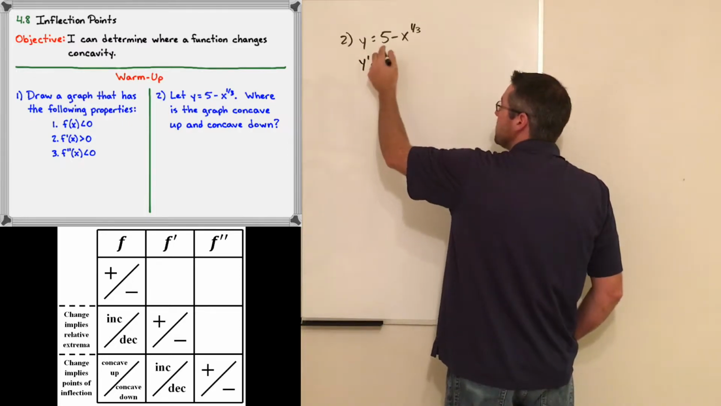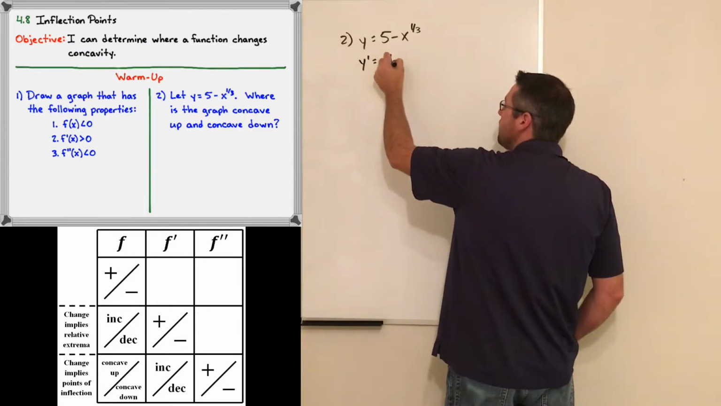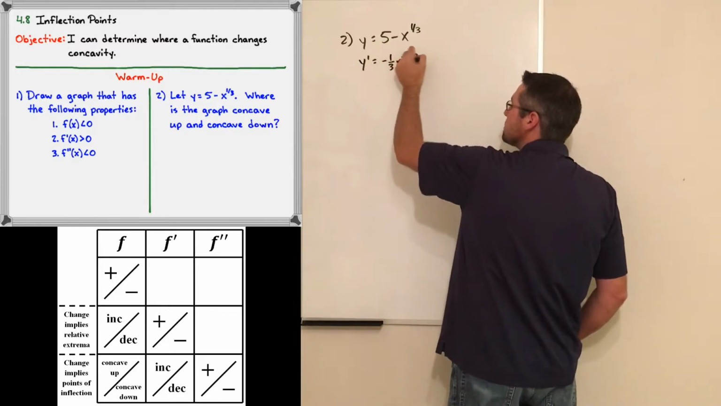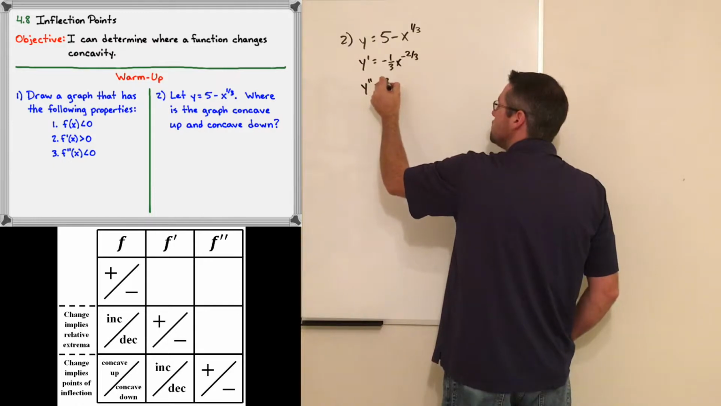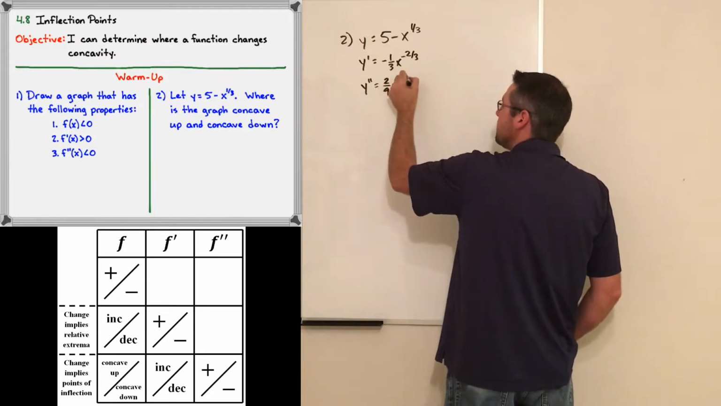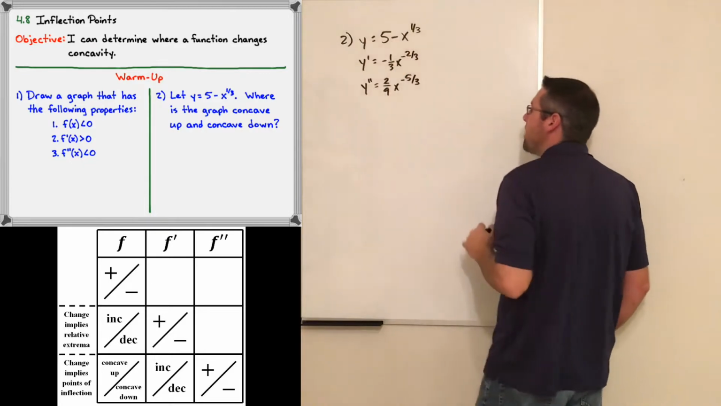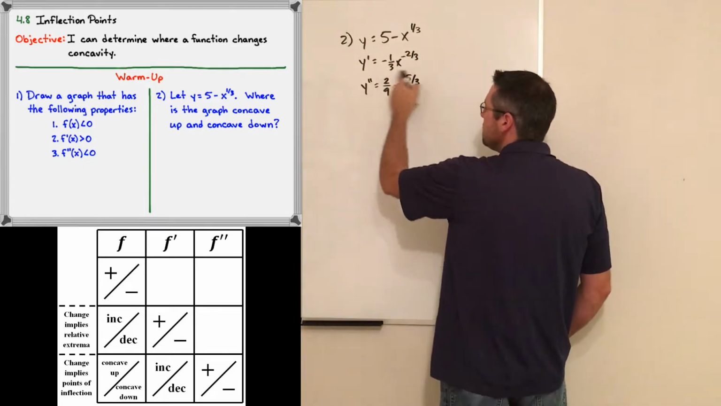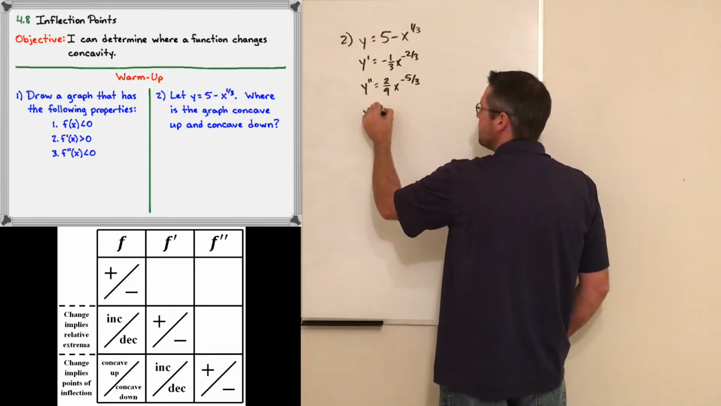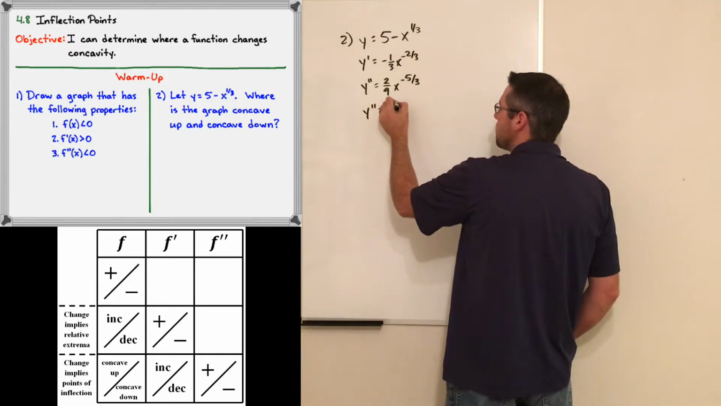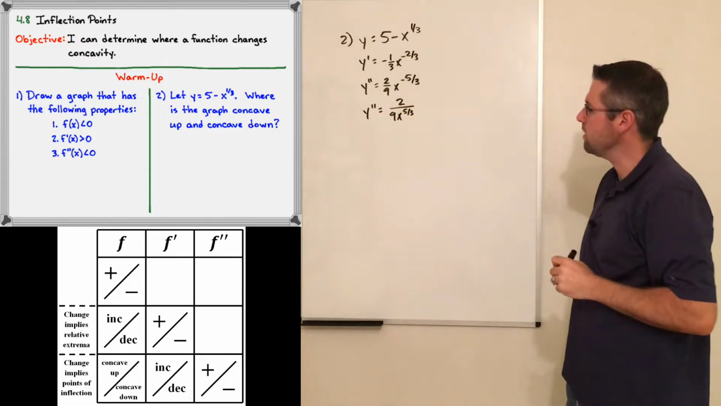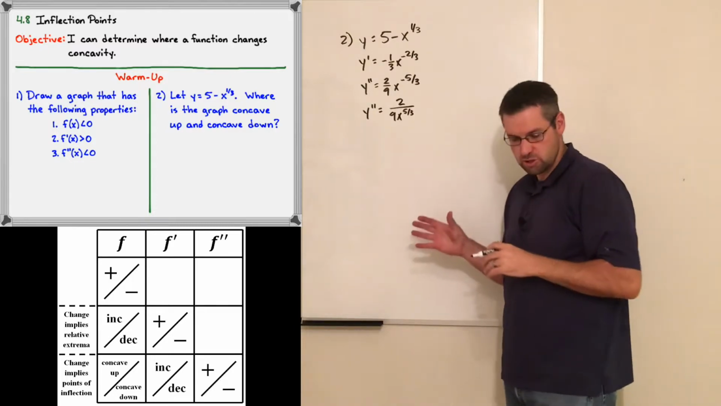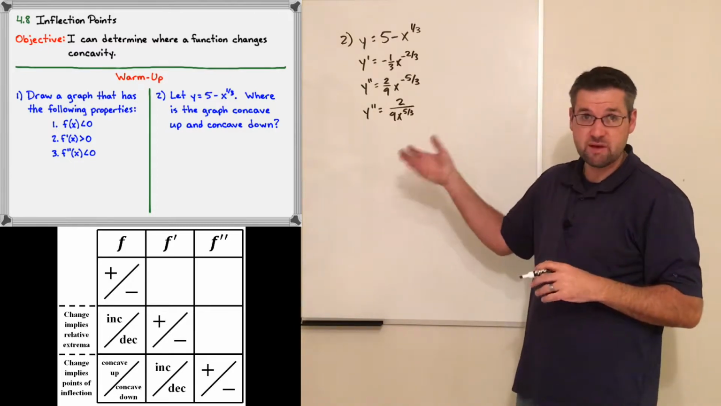Well, the first derivative is going to be negative 1/3 x to the negative 2/3. And then the second derivative is going to be equal to 2 over 9 x to the negative 5/3. So we're just using the basic power rule on this type of problem. Now I'm going to go ahead and simplify this so I don't have negative exponents. That just makes things a little bit more confusing. The second derivative is then 2 over 9 x to the 5/3 in the denominator. Okay? So we need to look for when this second derivative is positive and negative.